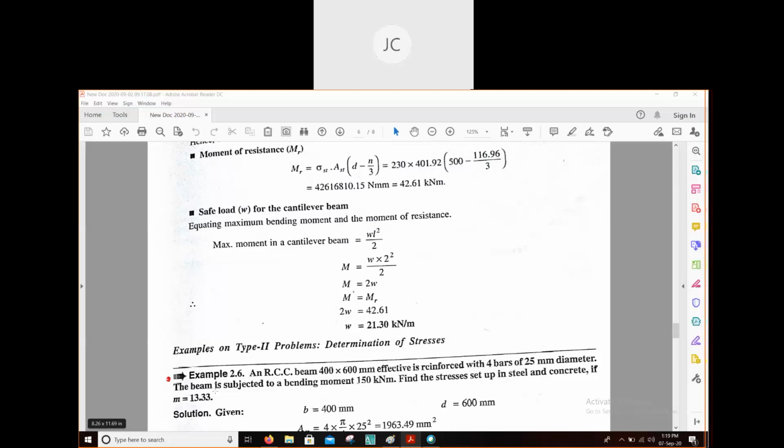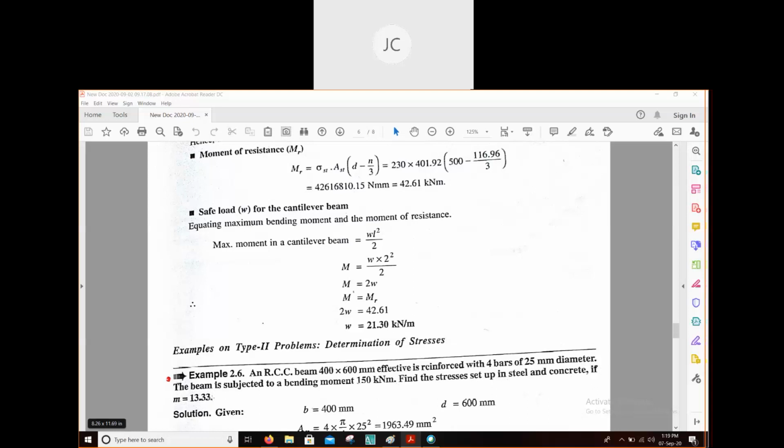Next it is given that the beam is subjected to a bending moment of 150 kilonewton meter. That means an external moment of 150 kilonewton meter is acting on the beam. Then you are asked to find the stresses developed in steel as well as in concrete. Also the modular ratio is 13.33. So we have to find sigma, the stress in concrete as well as the stress in steel.